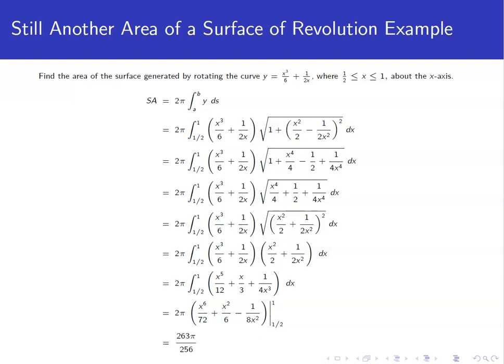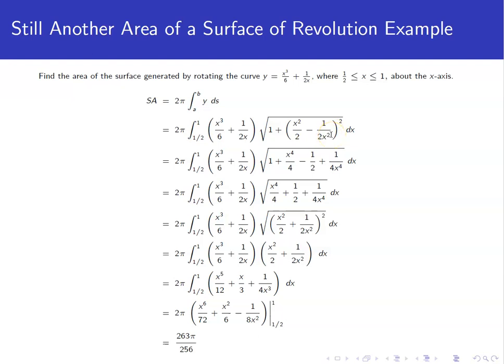So again, our surface area formula is 2 pi integral from a to b of y ds. In this case, we're given a function of x, so we replace the y with that function of x, with that x cubed over 6 plus 1 over 2x. The derivative of y in this case is 1/2 x squared minus 1 over 2x squared. We're going to square the derivative, add 1, and take the square root. That is the differential for the arc length.